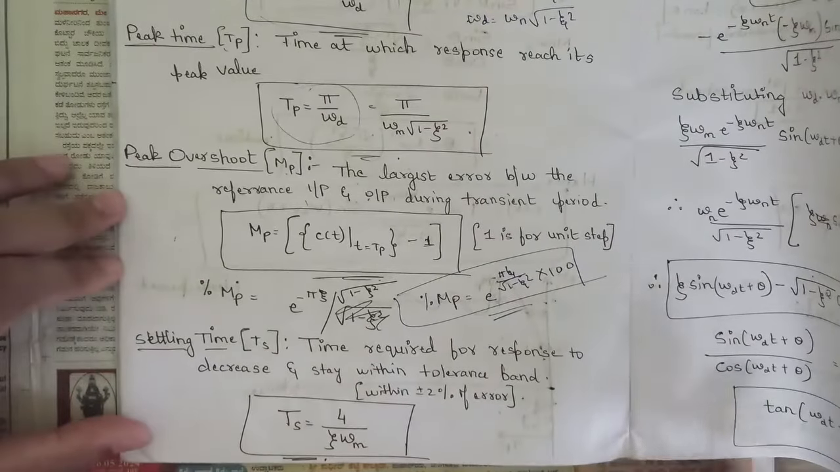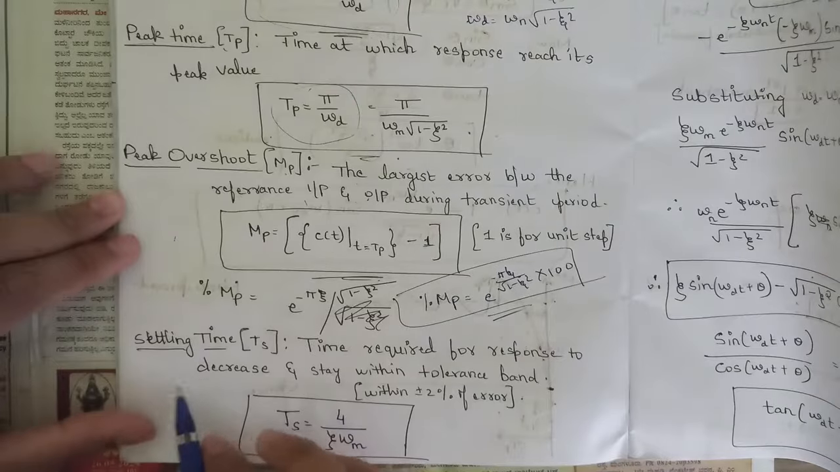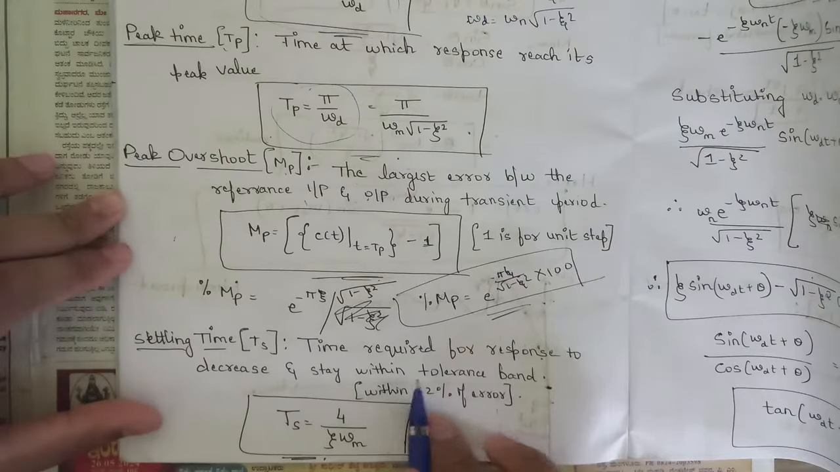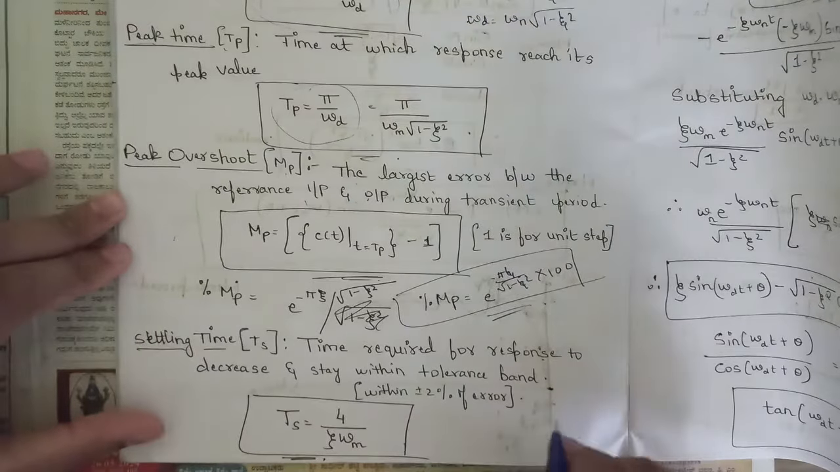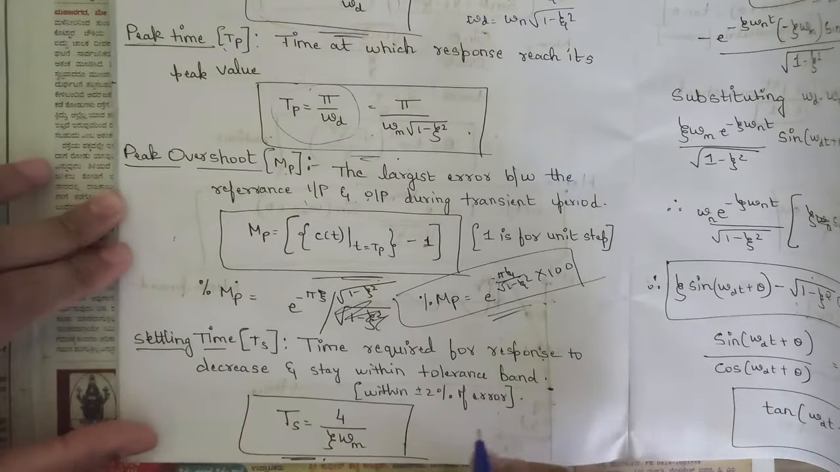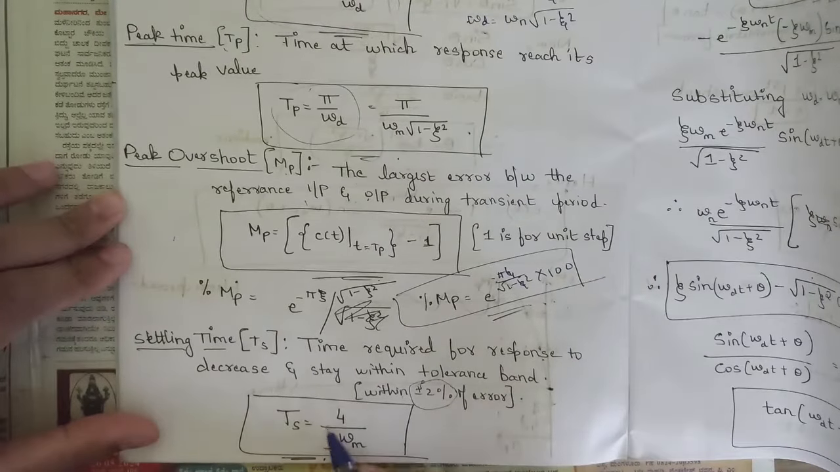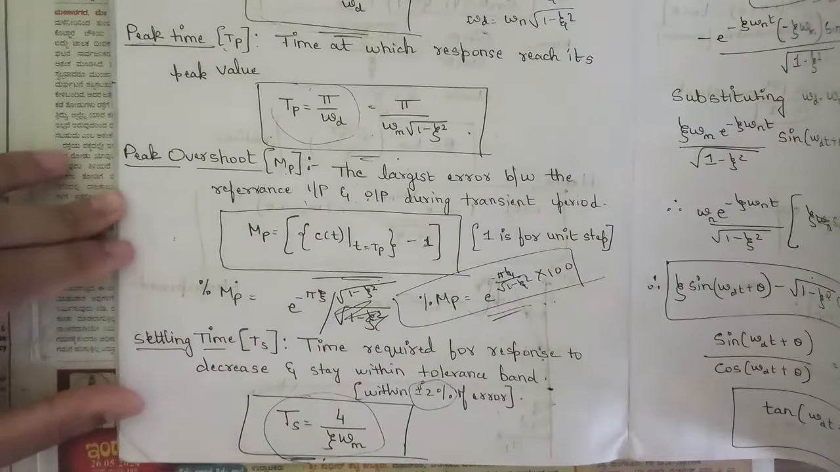The next and final thing is settling time. So what is the settling time? It is the time required for the response to decrease and stay within the tolerance band. We can take any tolerance band value; it depends upon you. In general, it should be within plus or minus 2% of error. If it is plus or minus 2%, the value of settling time is 4 divided by zeta omega n. This again we are going to derive.